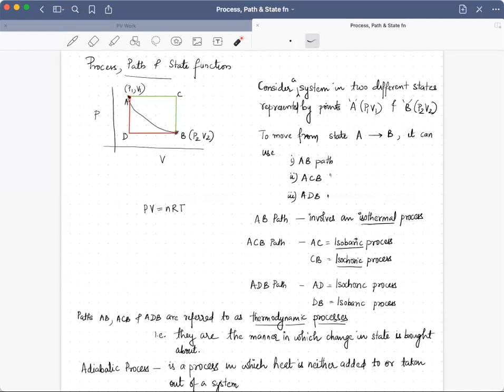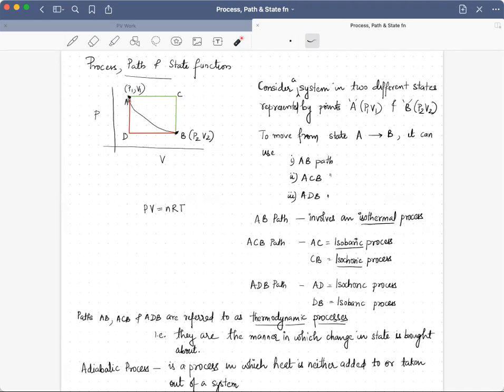Similarly, when it comes to the second state of the system, that is B, it is defined by state variables P2 and V2, where P and V represent the corresponding pressure and volume. So these two points represent the same system at two different states. Now, if a system in state A needs to go to state B, then the system has to follow a certain route or path.